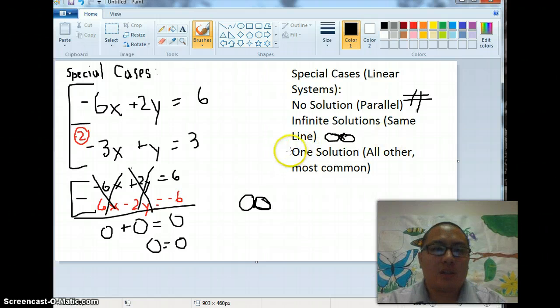So that's it for special cases. You can do them all by doing either your substitution or your elimination, and you'll see it once you get the answer. That, or you can just look at the graph and you'll see that it's parallel, or it's the same line, or they just hit each other at one point.